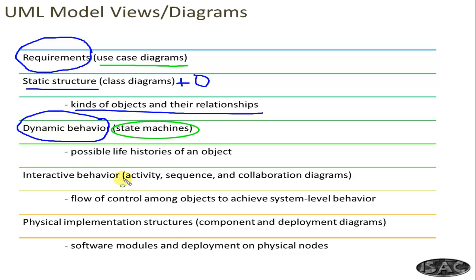Interactive behavior. Let us assume that we are trying to find out interactive behavior. Then for interactive behavior, we will use various diagrams called activity, sequence and collaboration diagrams. For interactive behavior, we will use activity diagram, sequence diagram and collaboration diagram.